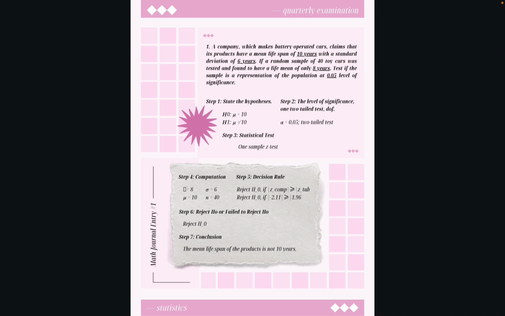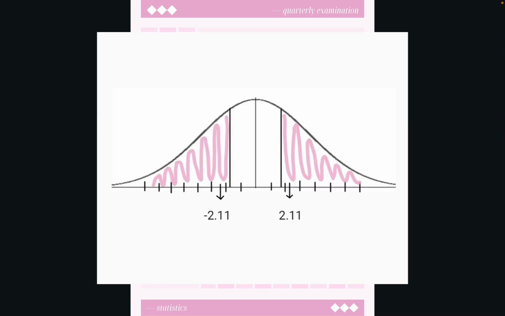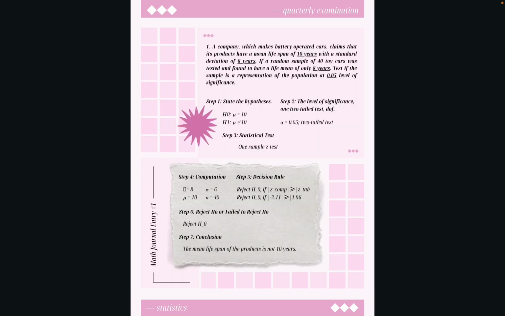Now for the step 5 decision rule, it is to reject H0 if Z-comp is greater than or equal to Z-tab. Reject H0 if negative 2.11 is greater than or equal to 1.96. So we can see that on the graph, or the normal distribution, it is in the rejection area. So the answer is reject H0. The conclusion is the mean lifespan of the product is not 10 years.